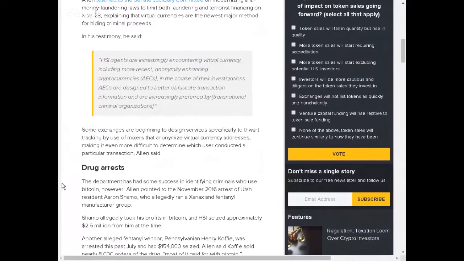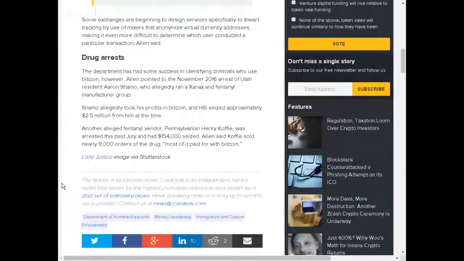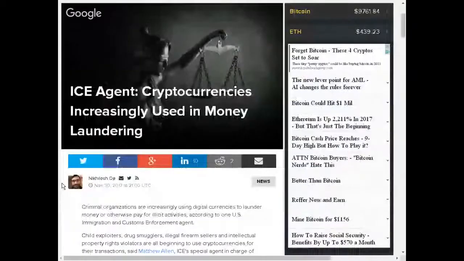So, okay. Nothing is too shocking for me. Of course, that would be natural. Is it a surprise that transnational criminal organizations are using cryptocurrencies? Well, I'm surprised it took them this long to use it.